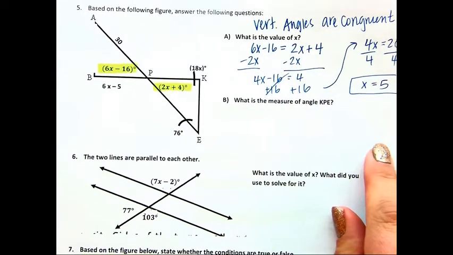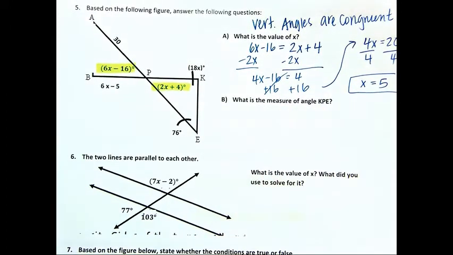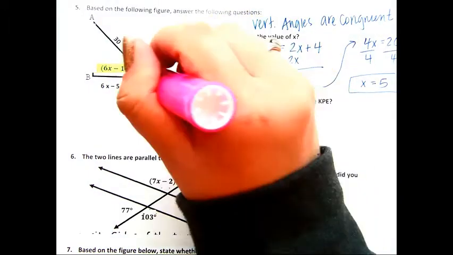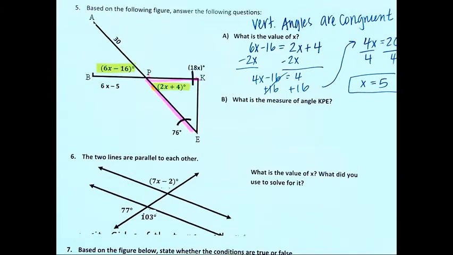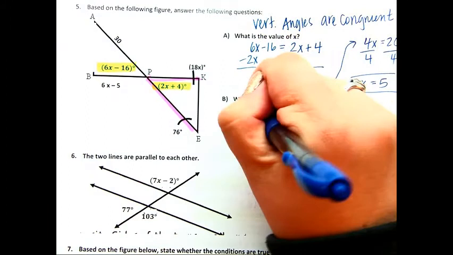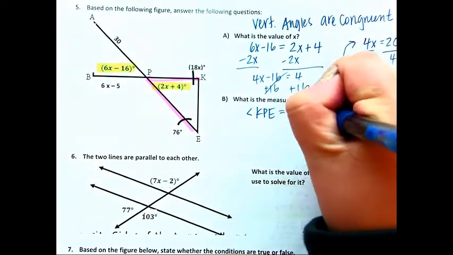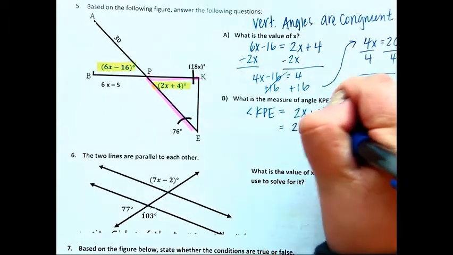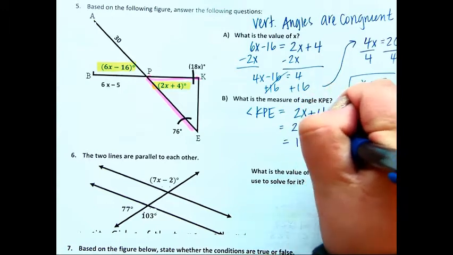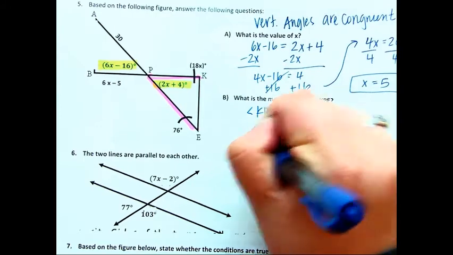With this information now, we can find the measure of angle KPE. So on my picture here, KPE forms one of my vertical angles. So since we know what x is, we can plug it in and figure out what that actual angle is. So KPE equals 2x plus 4, and x is 5, so we're just going to plug in 5. So we end up with 10 plus 4, which is 14 degrees. So angle KPE is 14 degrees.